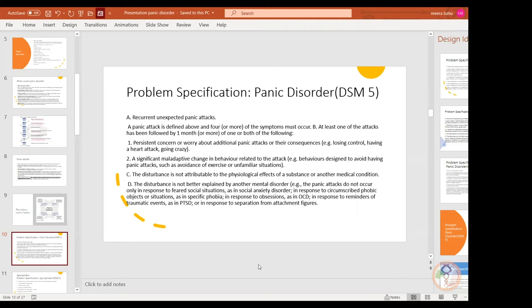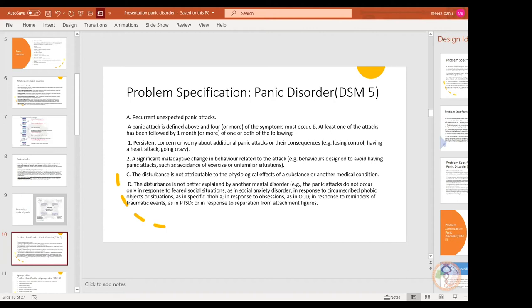Second, a significant maladaptive change in behavior related to the attack: behaviors designed to avoid having panic attacks, such as avoidance of exercise or unfamiliar situations. The disturbance is not attributable to the physiological effects of a substance or other medical condition. The disturbance is also not better explained by another mental disorder. For example, if panic attacks occur in social situations, because people are dangerous at that time, that's not panic disorder, that's social anxiety, right? So it's like that. Okay.